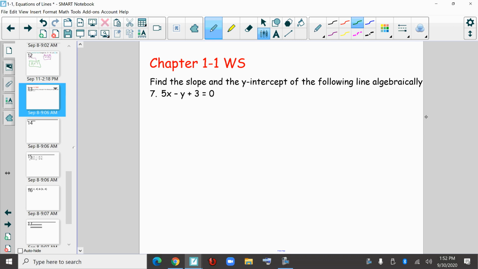So right here, number 7, what do you think you need to do there? What do those directions mean? What do they mean? Doesn't it just mean solve for y? That's what that actually is telling you to do. So that means if I'm solving this for y, I'm going to just take over the y. So 5x plus 3 is equal to y.